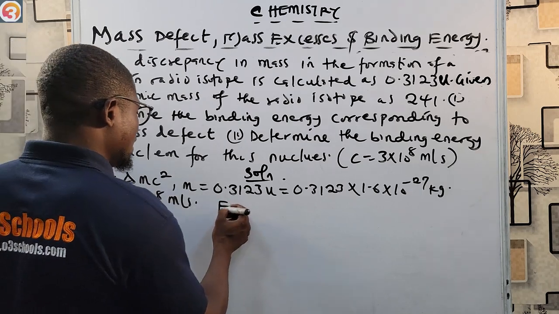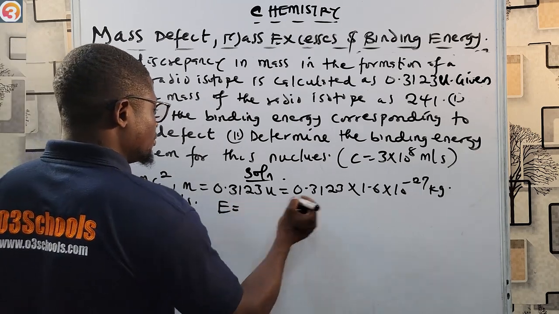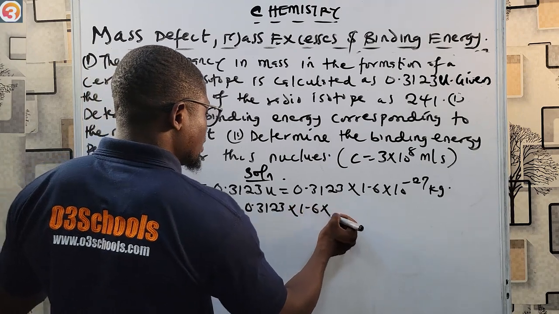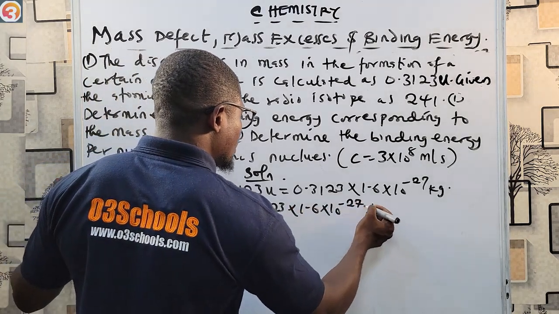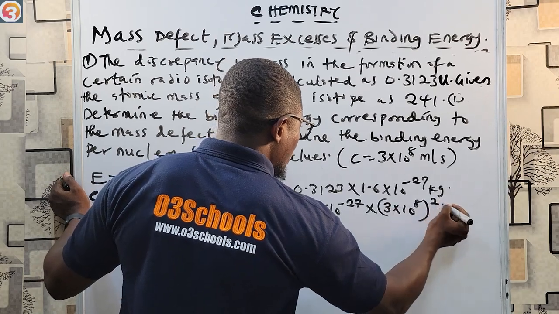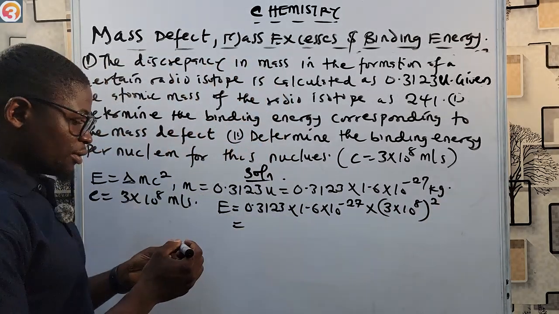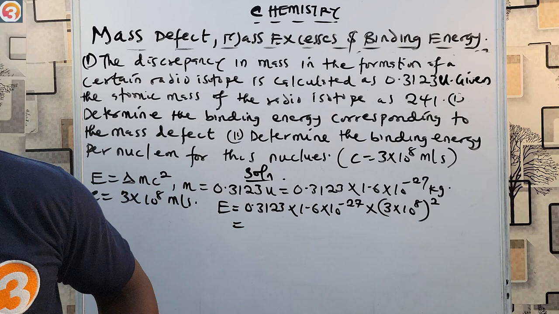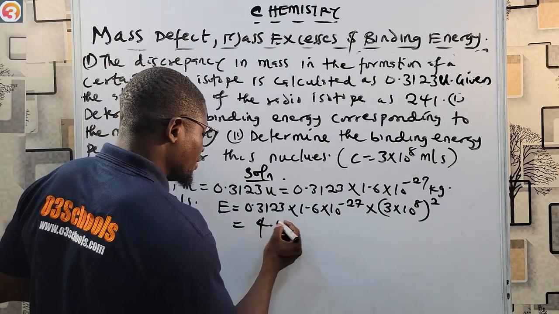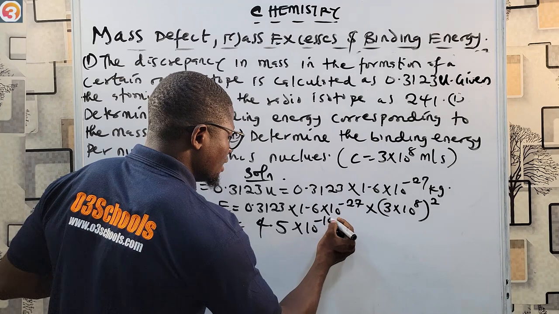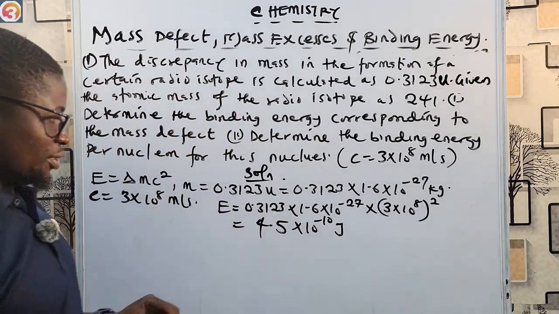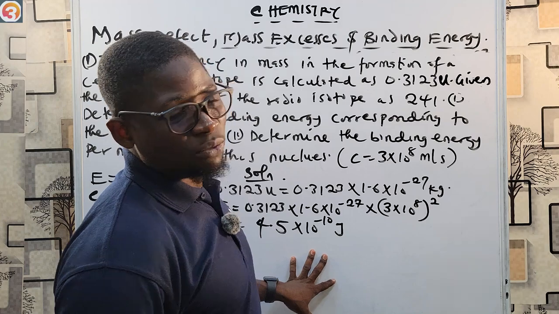That means E is 0.3123 times 1.6 times 10 to the power minus 27, then times 3 times 10 to the power 8 all squared. If you press your calculator, that should give you 4.5 times 10 to the power minus 10 joule. This is what our value will give us. So this is the binding energy.